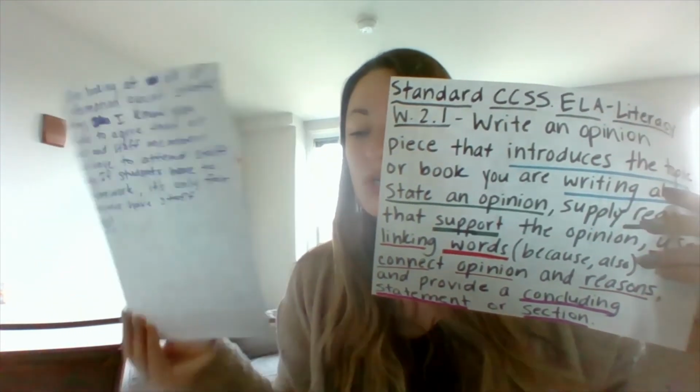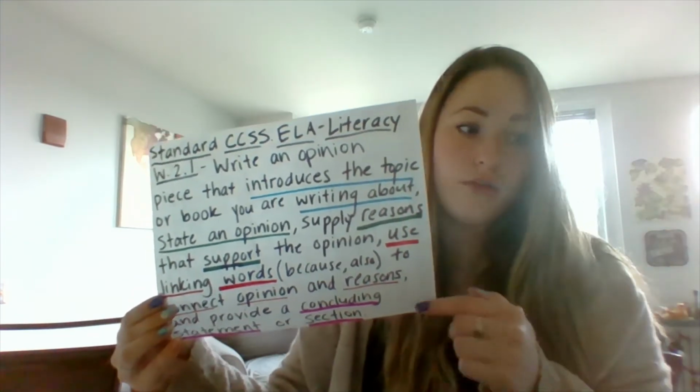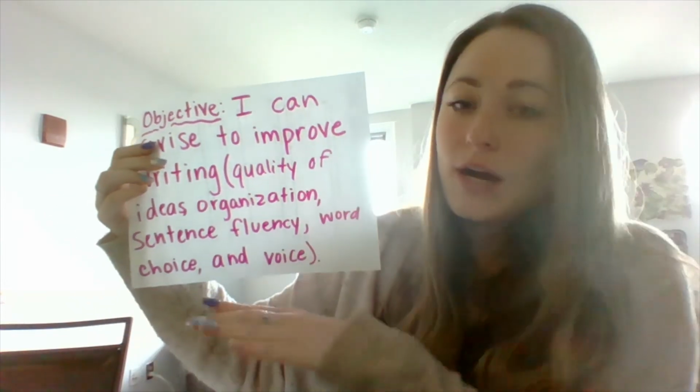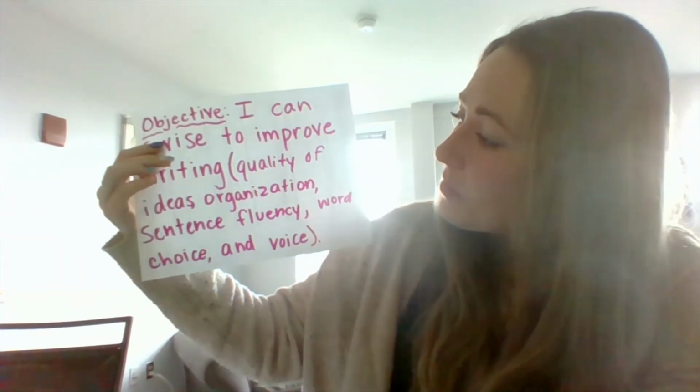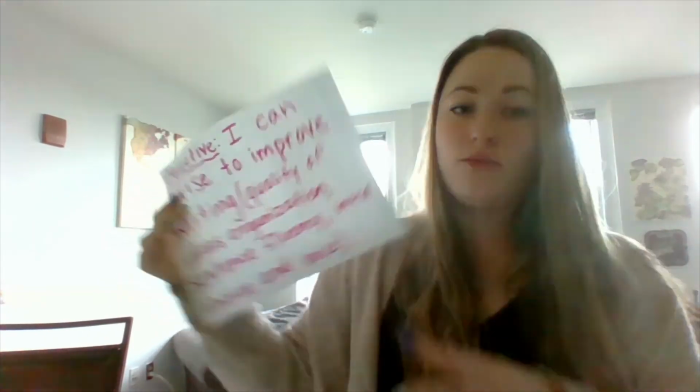Okay, so each part of the standard we've gone over. It is your job to organize, and that's part of our objective, to organize our ideas, okay? So part of this is our ideas and our organization, our sentence fluency, word choice, and voice. For word choice, I used this paper a lot, the opinion words and phrases. I used all three of these sections to help me write.